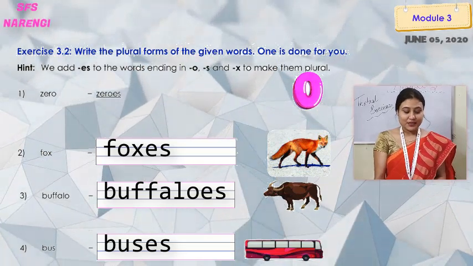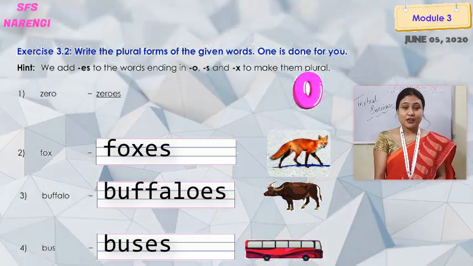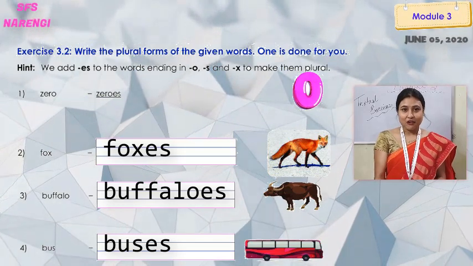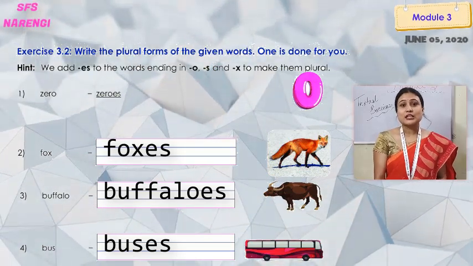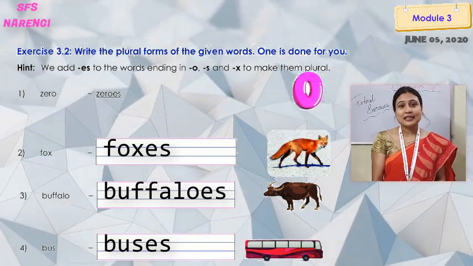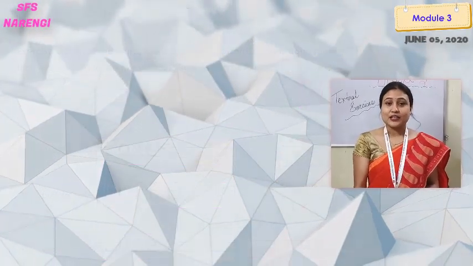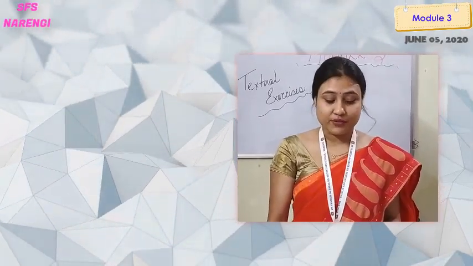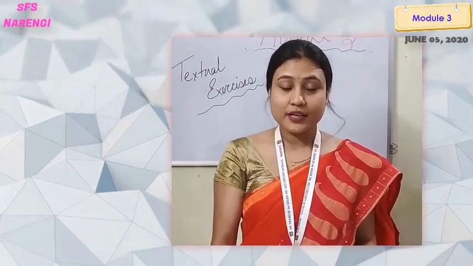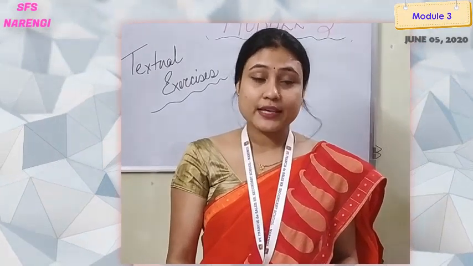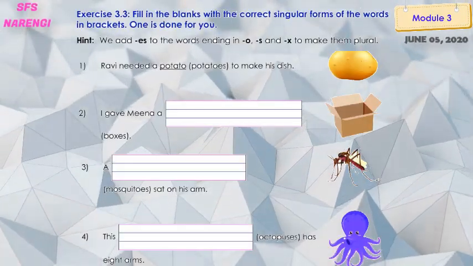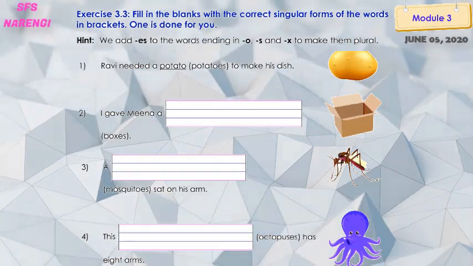Zero, zeros. Fox, foxes. Buffalo, buffaloes. Bus, buses. Got it? I think you have learned where to add S and where to add E-S. Okay. My dear students, here are two more exercises, exercise 3.3 and exercise 3.4. We will be doing exercise 3.3, and exercise 3.4 is your homework. Got it?